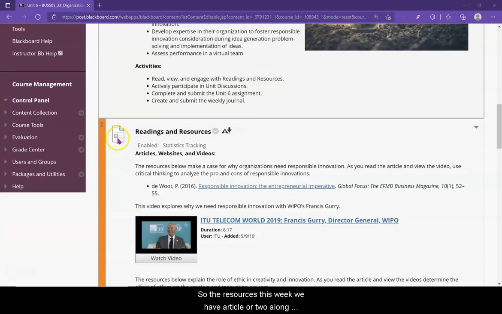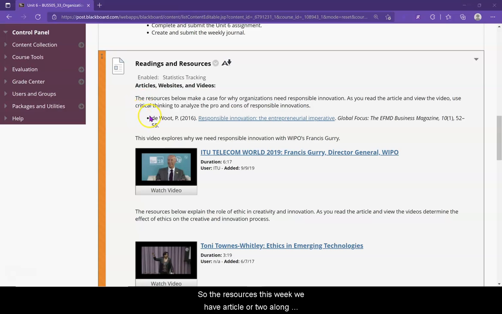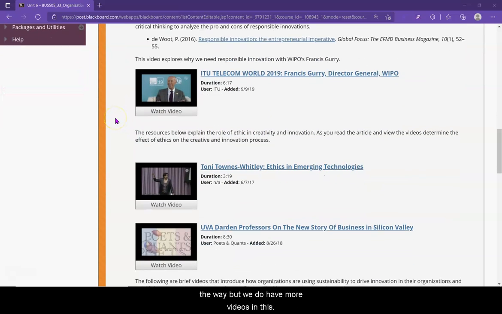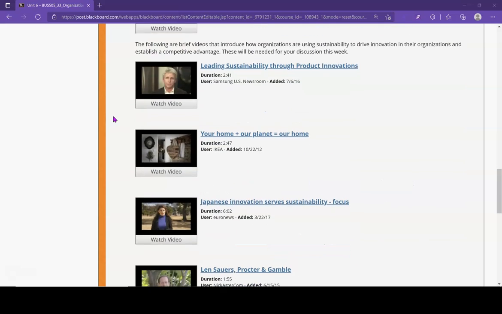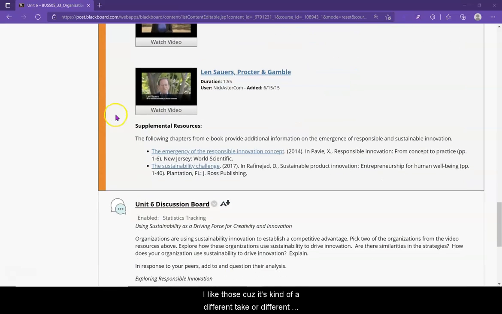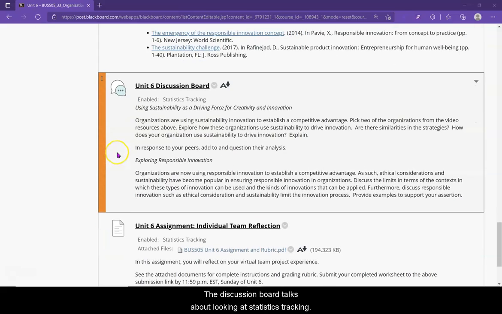the weekly journal. So the resources this week, we have an article or two along the way, but we do have more videos in this unit. So I like those because it's kind of a different take or different look, and you get different people's perspectives on things. There are a couple of more articles here in the supplemental resources for you to take a look at as you see fit. The discussion board talks about looking at statistics tracking, so using sustainability as a driving force for creativity and innovation, and it also looks at exploring responsible innovation. So it basically breaks down the different elements contained in the unit.